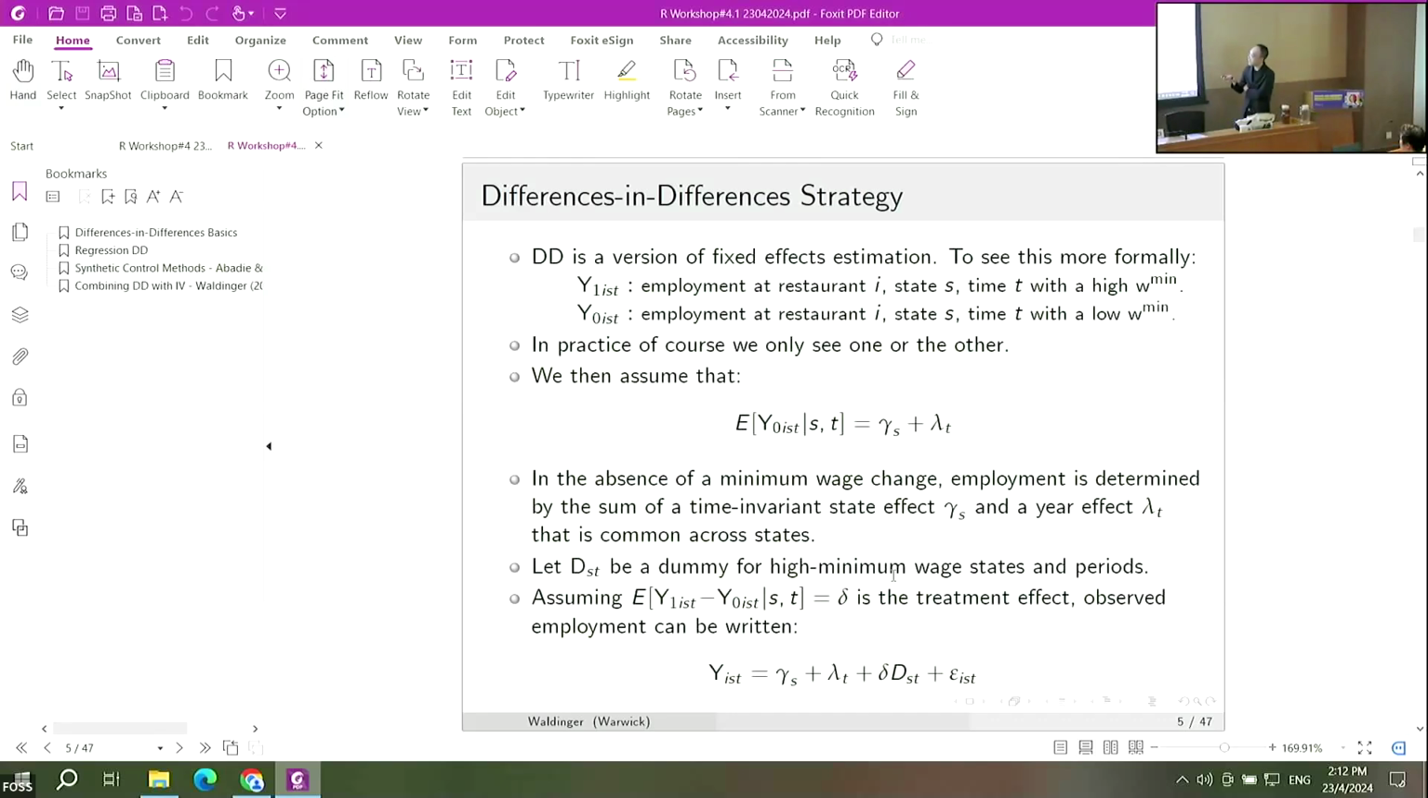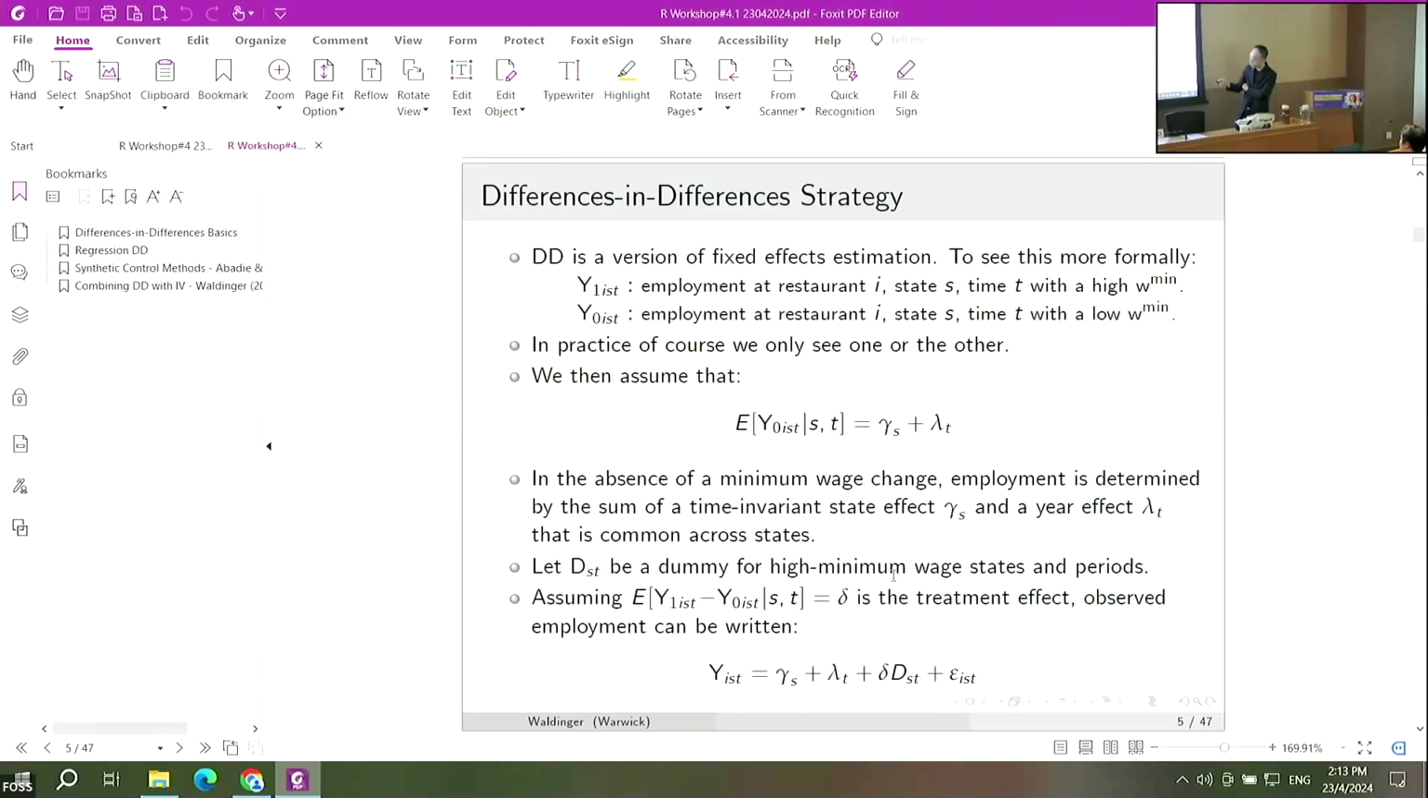So in the absence of a minimum wage change, employment is determined by the sum of the time-invariant state effect and a year effect, which changes along time. This is not a time-invariant state effect, but this is also arguable. That's why you would incorporate what we call a fixed effect, so you're trying to fix that within-group variation. The states may have many factors other than the minimum wage that impact employment, but this is one of them. And then your treatment is going to be a dummy variable for high minimum wage states and periods.